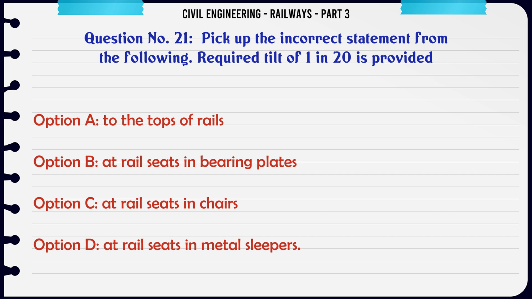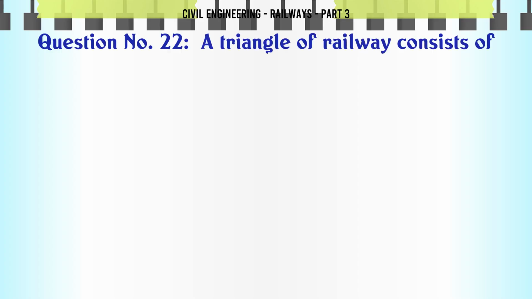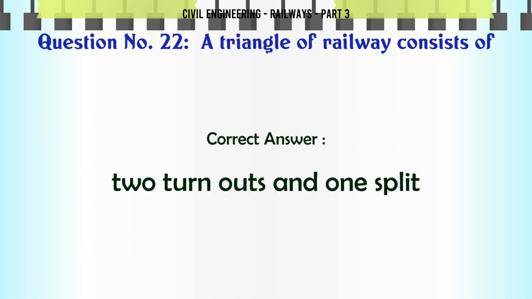D. At rail seats in metal sleepers. The correct answer is to the tops of rails. A triangle of railway consists of A. 3 turnouts. B. 1 turnout and 2 diamonds. C. 2 turnouts and 1 split. D. 1 turnout, 1 split and 1 diamond. The correct answer is 2 turnouts and 1 split.